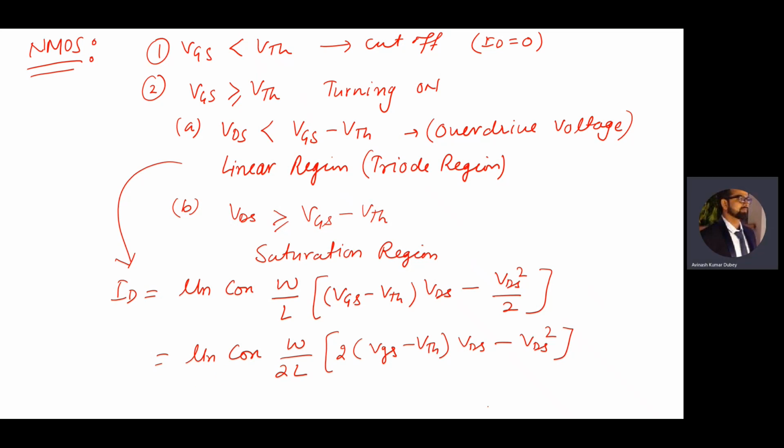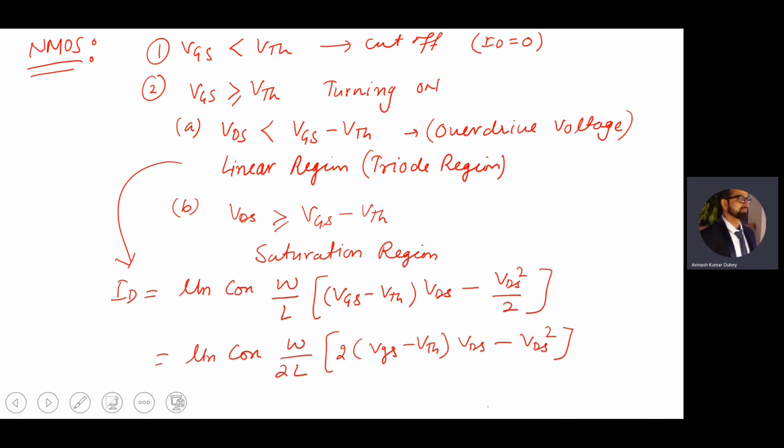Where mu1 is the mobility, the mobility of the electron here since this is an NMOS. COX is the oxide capacitance. W by L is the width to length ratio, also called the aspect ratio. VGS is the gate to source voltage. VTH is the threshold voltage of the MOSFET. VDS is the drain to source voltage. So this is the drain current ID in the linear region.